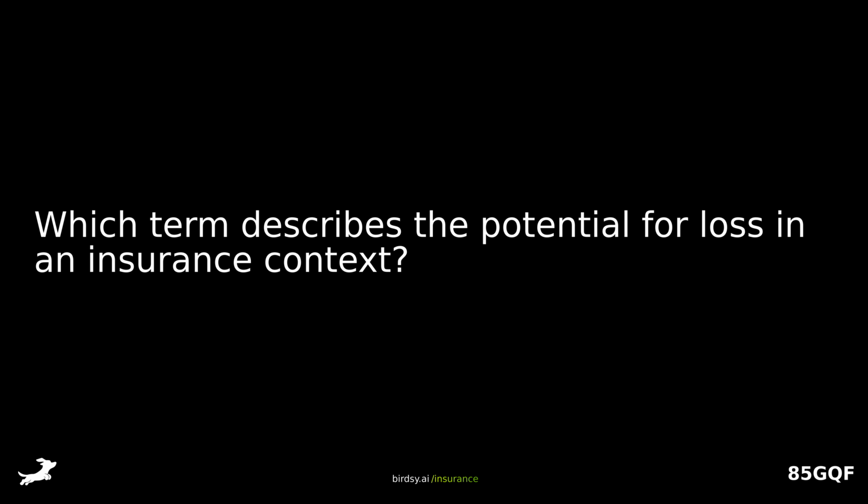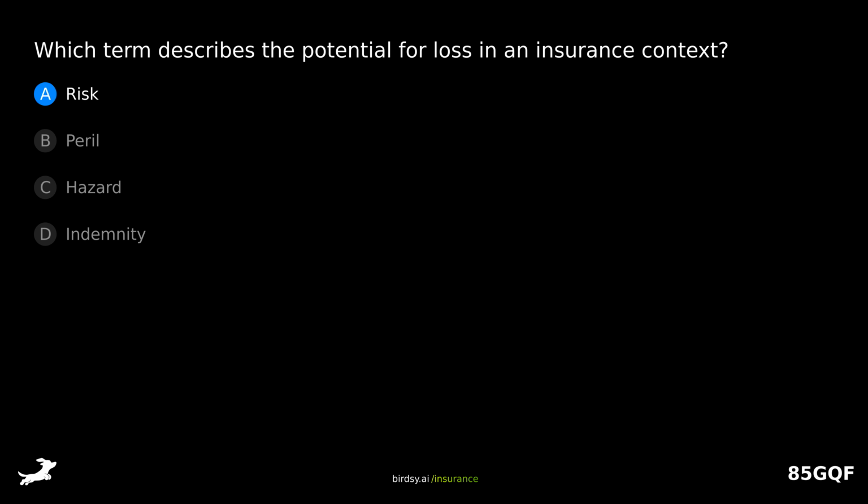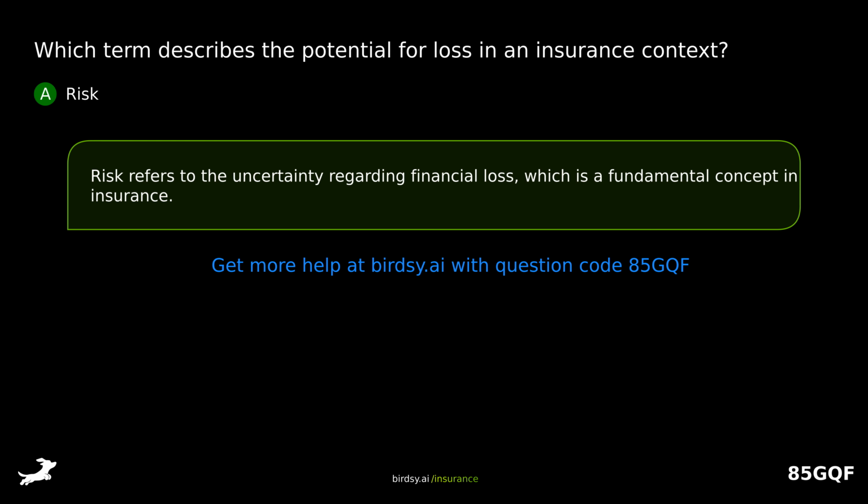Which term describes the potential for loss in an insurance context? Is it A, the term risk, B, the term peril, C, the term hazard, or D, the term indemnity? The answer is A, the term risk. Risk refers to the uncertainty regarding financial loss, which is a fundamental concept in insurance.